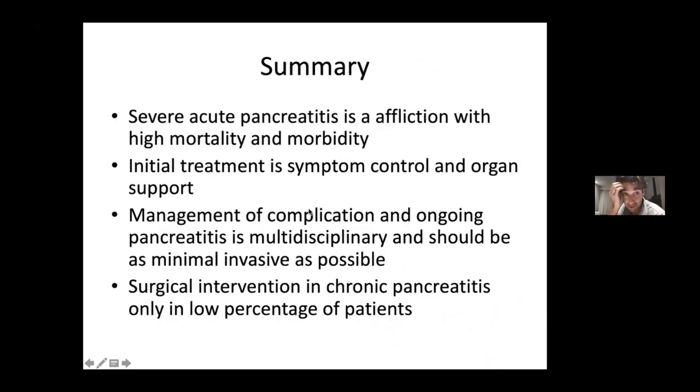So basically, severe acute pancreatitis is an affliction with a high mortality and morbidity. Basically, initial treatment is symptom control and organ support, and you don't want to do any interventions until at least week 4 or 5 if you can help it. And management of complications and ongoing pancreatitis is not just a surgical management.